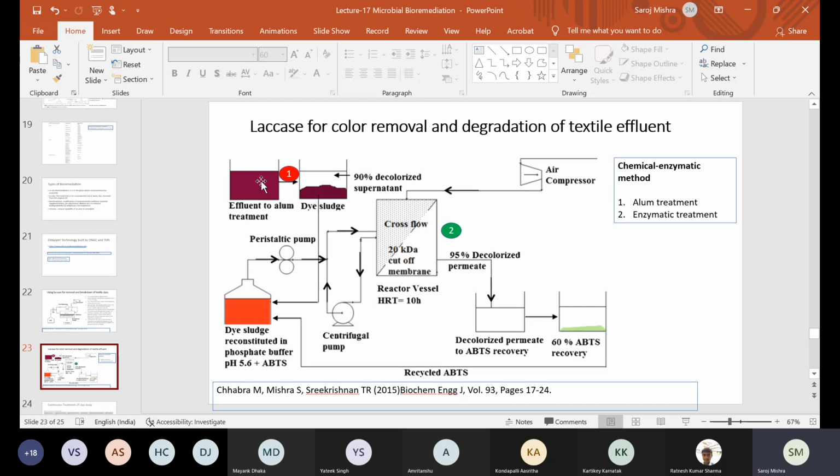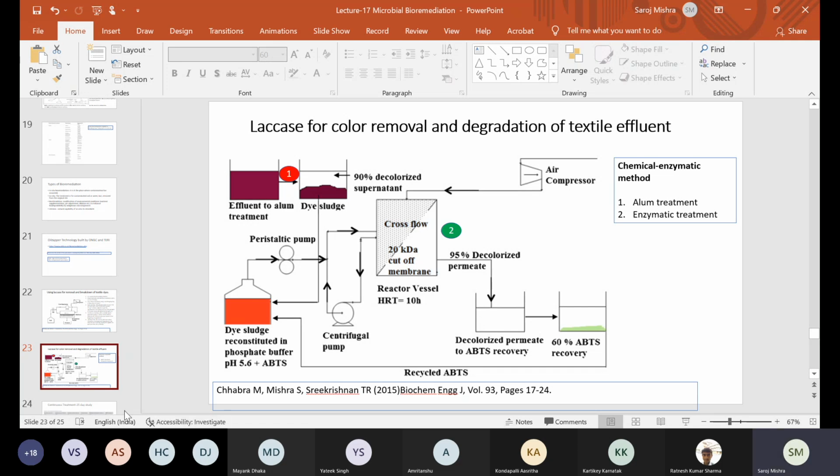All the color is now transferred into a solid phase in the form of this alum addition. That is the dye sludge. This dye sludge is now reconstituted in the buffer and it is passed through a membrane reactor, exactly in the same way. And you get decolorized permeate here.